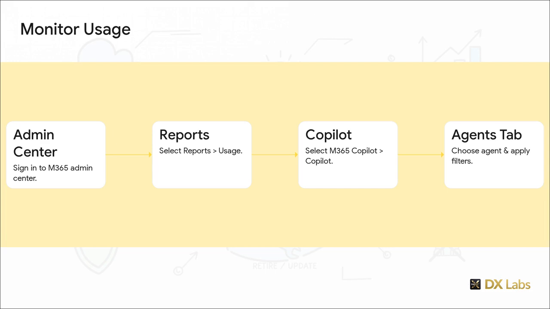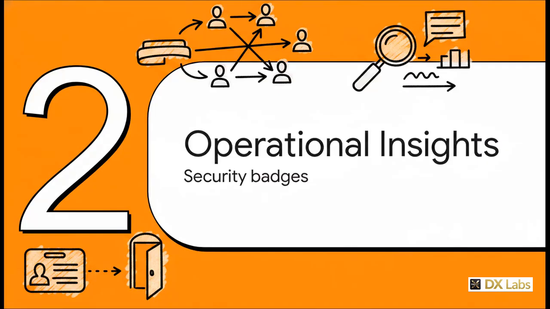From there, it's like a command center. You can choose a specific agent, apply filters, like date ranges, specific departments, or user groups, to analyze usage trends, and you can even export the whole shebang to Excel. Seriously, memorize that path. Moving right along to Section 2, Deep Operational Insights.